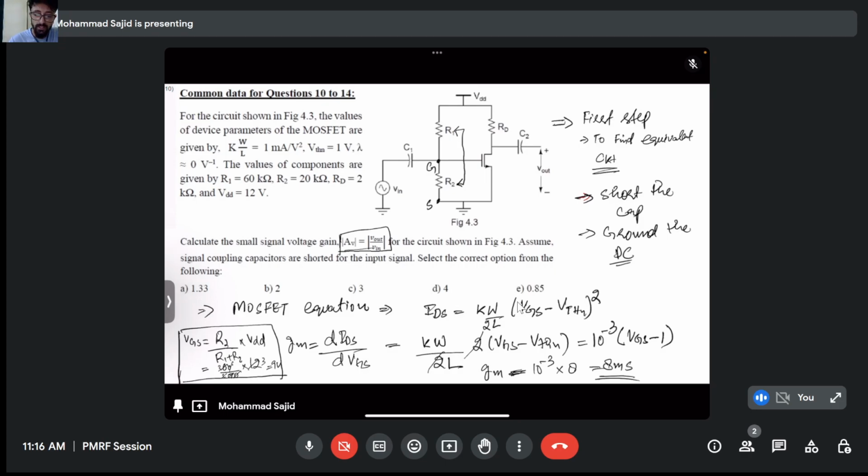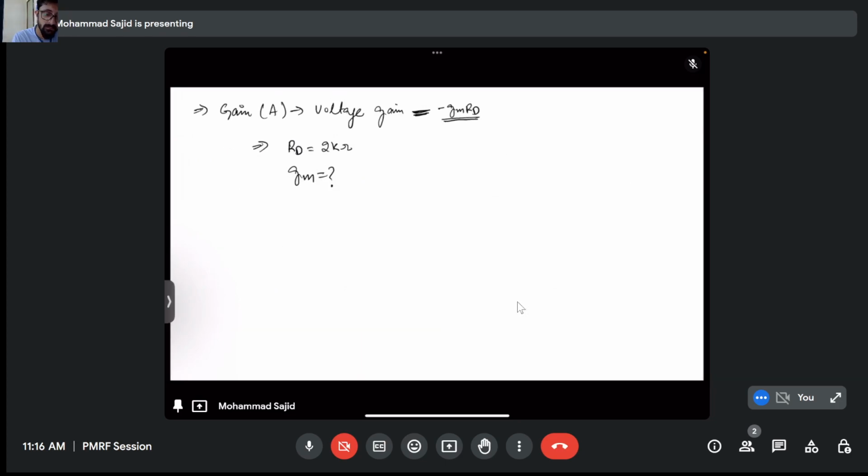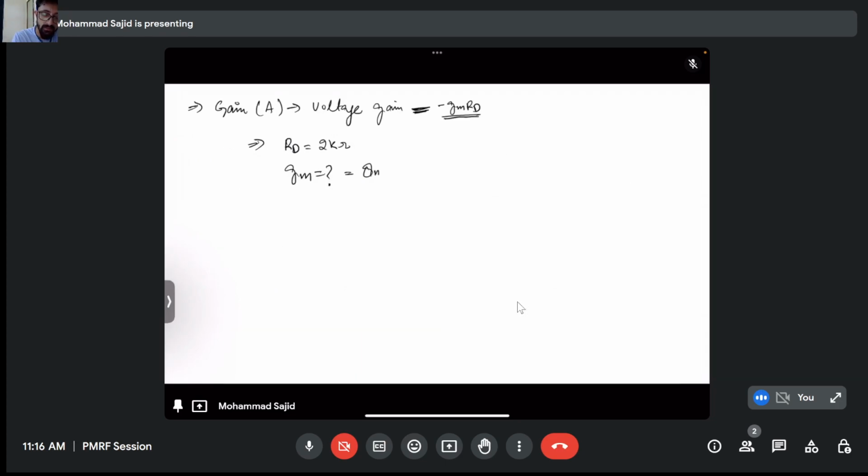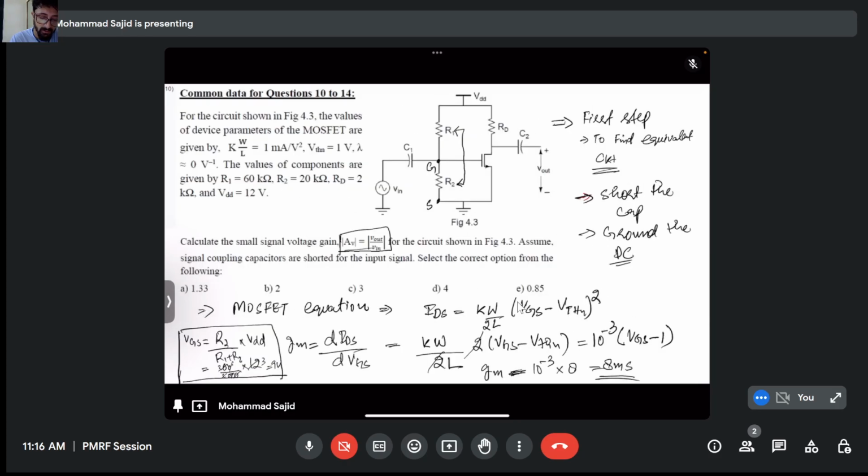So now that we have gm equal to 8 millisiemens, we can find the voltage gain as minus 8 milli into 2k. The K and milli will cancel, that will be minus 60. Let's see if there is an option. No, somewhere we went wrong. Let's cross check.